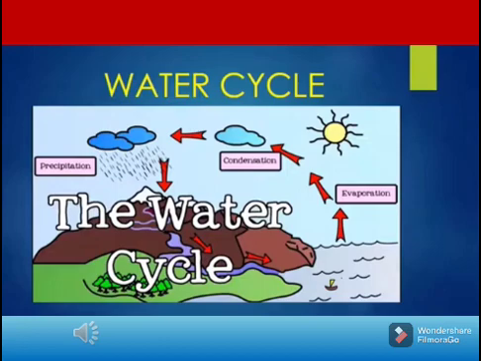Step 3. Water falls back to earth as precipitation. When water droplets get heavy enough, they fall back down to the earth as rain. We call this precipitation because it can happen in a few different ways: rain, liquid water; snow, frozen water; and hail, big pieces of frozen water. This water cycle is constantly happening every day, for millions of years.